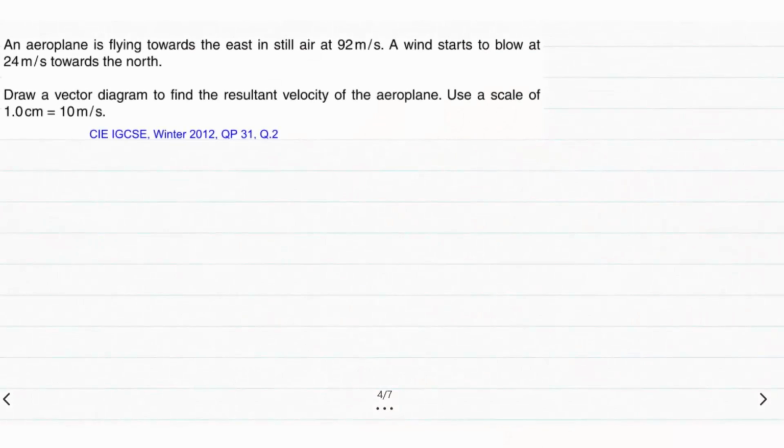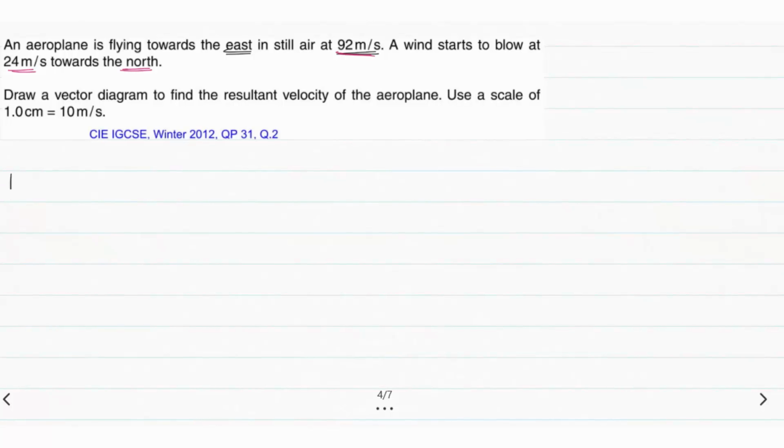Okay, this is the first example where an airplane is flying towards the east at this particular speed. A wind starts to blow in another direction, that's the north, at 24 meters per second. We know that velocity is also a vector quantity. So whether the vector is of velocity or of force, field, anything you see, even displacement, you will have to follow the same procedure. You have to follow those 5 steps in order to get the resultant of two vectors.